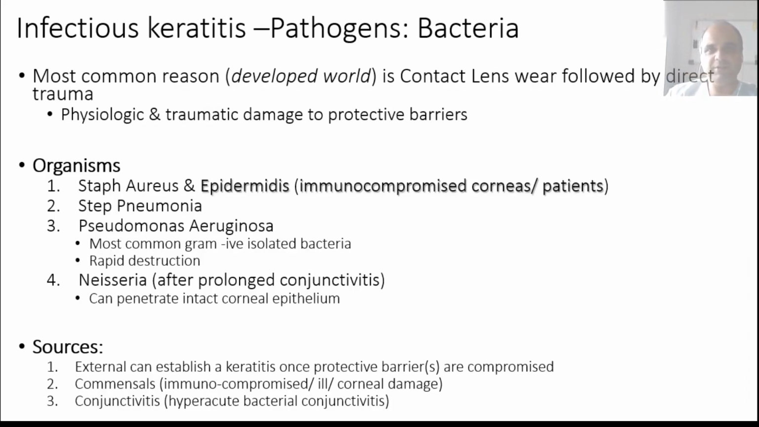And one of the interesting things about Neisseria and certain other organisms is they don't really need an epithelial defect to enter into the stroma. They can just penetrate an intact cornea, which is a very interesting habit of certain organisms. So where do these organisms come from? External is the most common route, and they can establish themselves when one of the barriers is compromised. Commensals, immunocompromised, and conjunctivitis. We have talked about that: when you have hyperacute conjunctivitis and you improperly treat it, it can convert into a keratitis, and the organisms can penetrate an intact corneal epithelium and go into the corneal stroma.